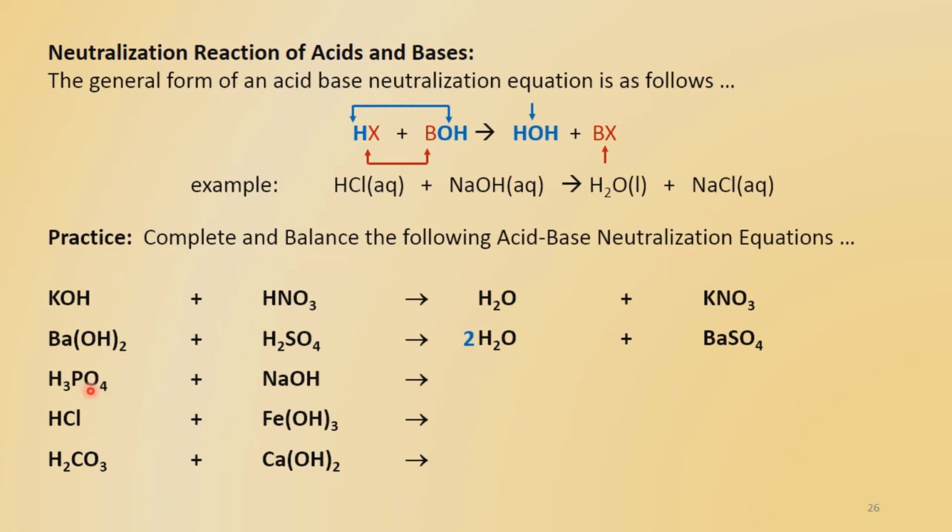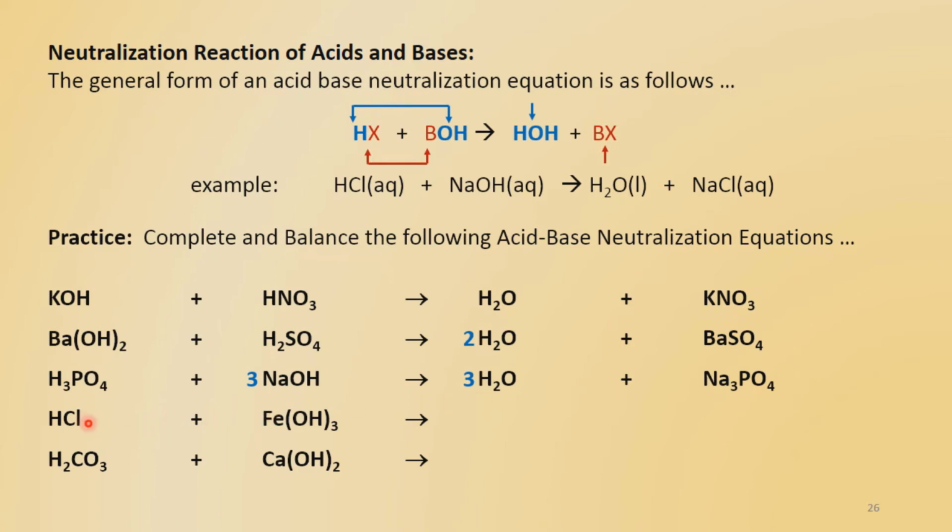Phosphoric acid is triacidic. Sodium hydroxide is monobasic. We're going to need three hydroxides to combine with the three acid hydrogen ions from phosphoric acid, producing 3H2O, and the salt then will be sodium phosphate, Na3PO4.